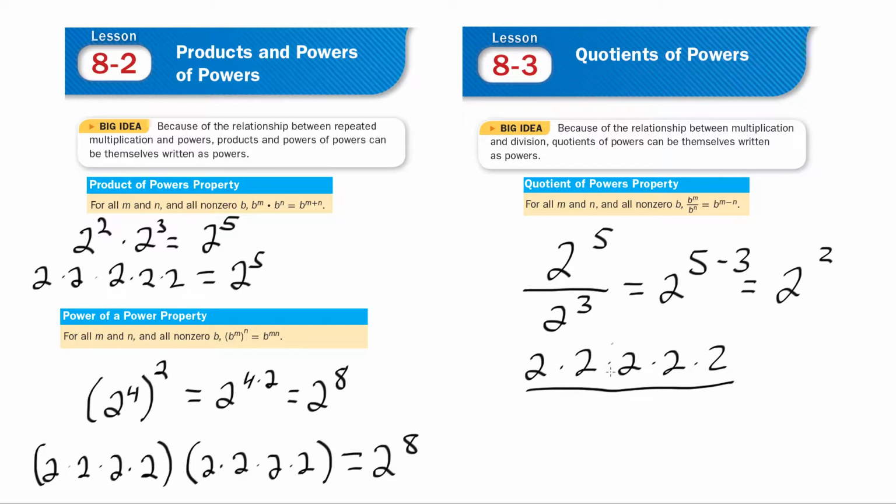2 to the 3rd is 2 times 2 times 2. Now the 2's cancel out here. We create 1's, correct? So that cancels, that's a 1. This cancels, that's a 1. This one cancels, that's a 1. That leaves us with 2 times 2 over 1, which is equal to 2 squared. That's why it works. Okay, we got it? Good. Let's go through some examples and see how well we got it.